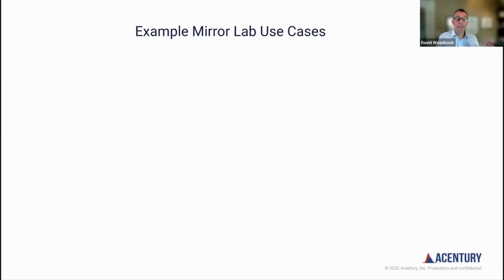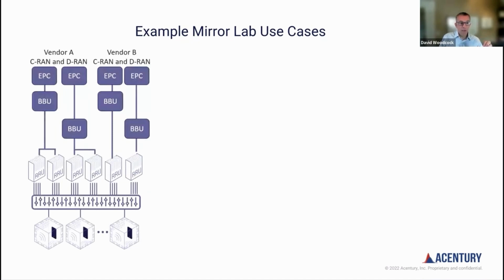So now we're going to look at three examples of specific Mirror Lab implementations that replicate particular network environments. The first here is an operator who wants to be able to test their two-vendor 4G implementation in the lab, where each vendor has two different configurations.